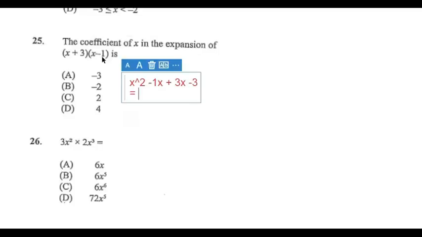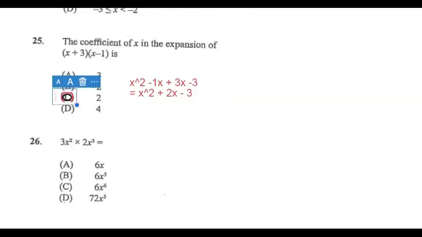minus 3. So that is equal to x squared, and we're now left with plus 2x, as negative 1x plus 3x leaves us with 2x, minus 3, and therefore the coefficient of x in the expansion is 2. So our answer for 25 is C.